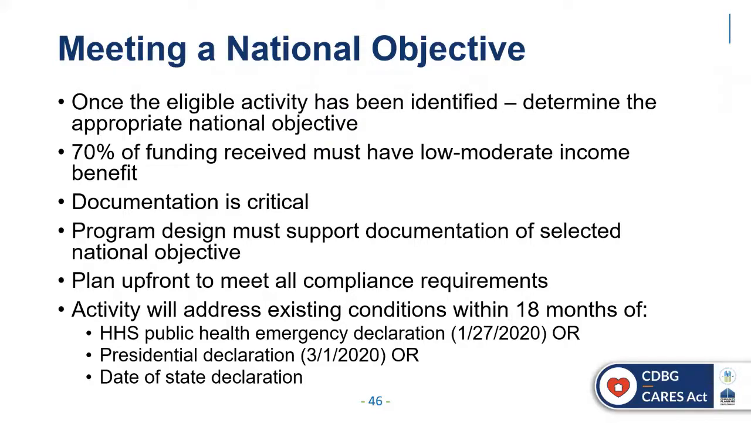They are likely to be low-mod, either jobs, low-mod area benefit, or low-mod limited clientele, or urgent need. The documentation that's required for each should be specified in your policy, procedures, and any subrecipient agreements. Remember that for urgent need, there must be a direct tie back to COVID, preventing, preparing for, or recovering from the pandemic. Be sure that all of your compliance requirements are accounted for in your policies, procedures, subrecipient agreements, and/or contracts. And remember that the activity must address conditions existing within 18 months of one of the dates that's noted on this slide.